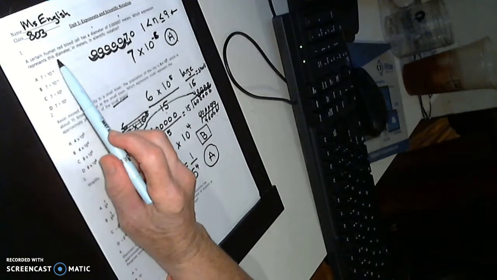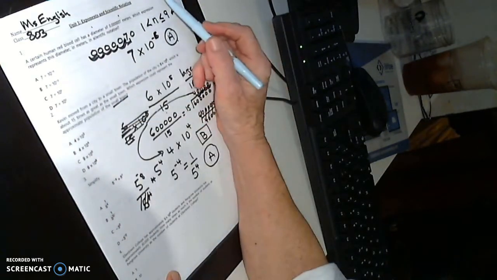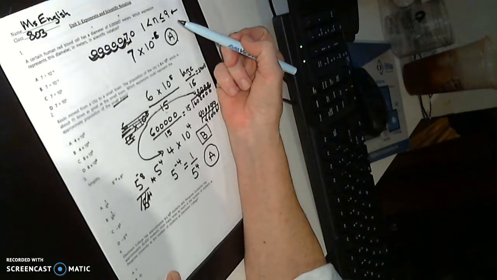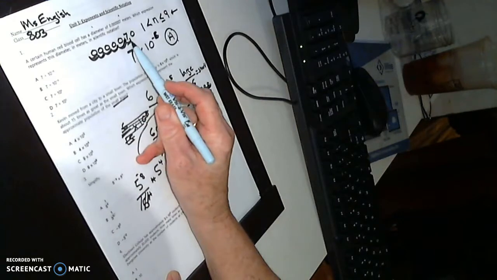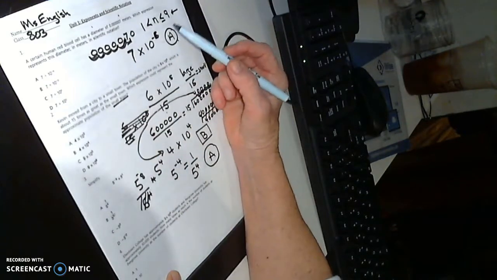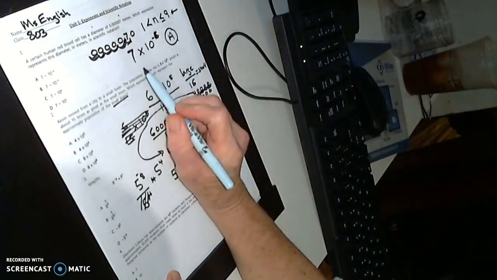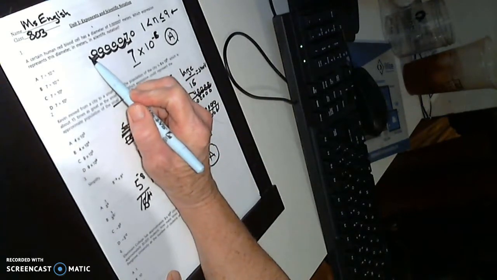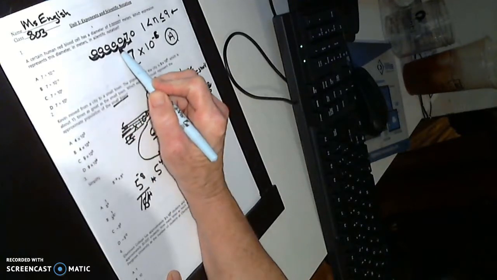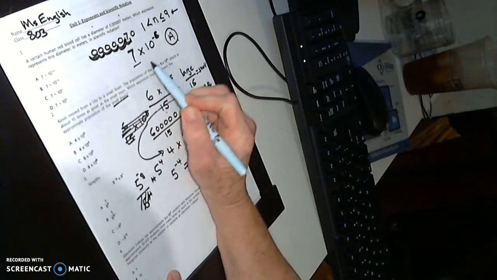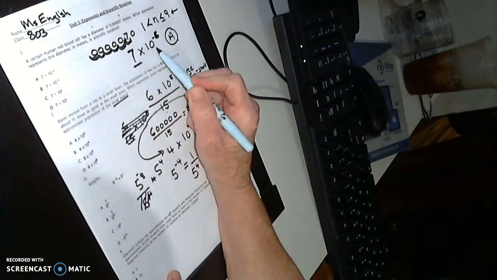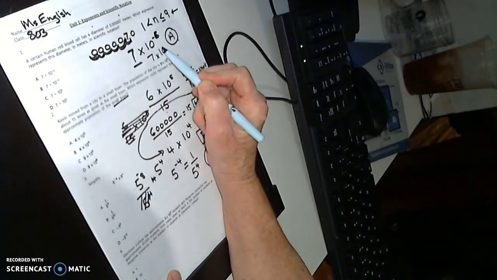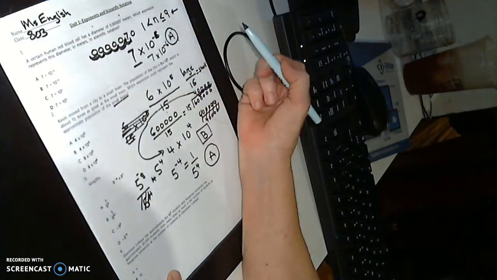Question number 1: a certain human red blood cell has a diameter that's the width of 0.000007. I wrote that out just to make sure I've got all the right number of zeros. I know that my lead number has to be between 1 and 9. So I put my decimal and I work backwards, 1, 2, 3, 4, 5, 6, and my final answer is 7 times 10 to the negative 6, or letter A.